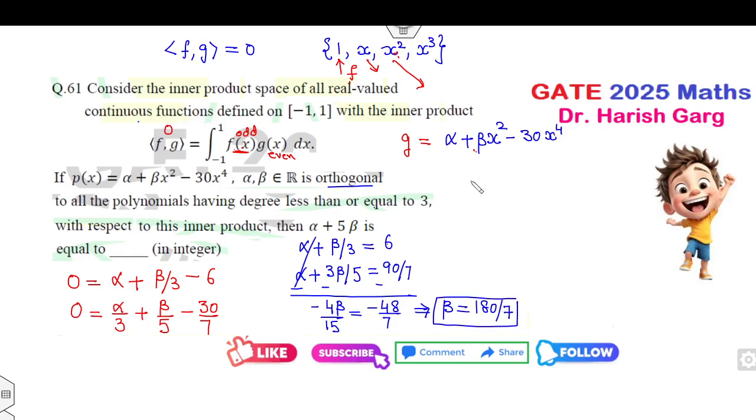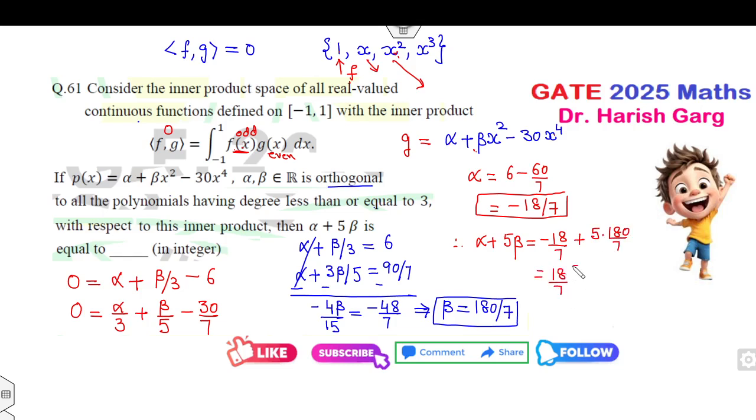Fine. I can substitute the value of beta. So alpha will be 6 minus 60 over 7, so that is minus 18 over 7. Therefore alpha plus 5 beta is minus 18 over 7 plus 5 into 180 over 7. So I can take 18 over 7 as common: minus 1 plus 50. That will be 49, and 7 into 18 gives you 126. So 126 is the right answer of the problem.